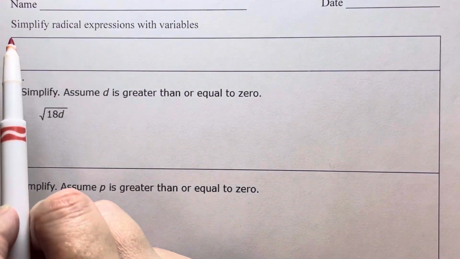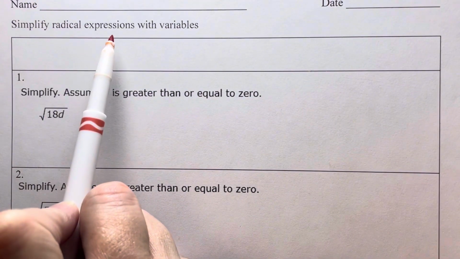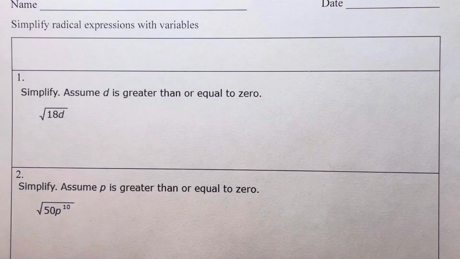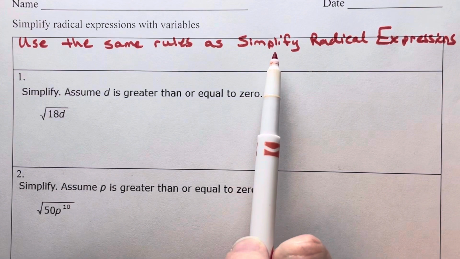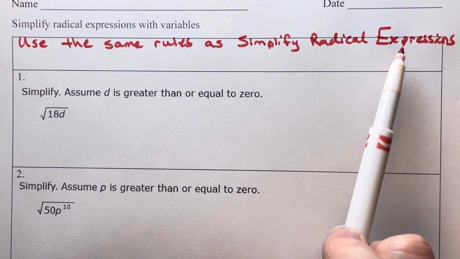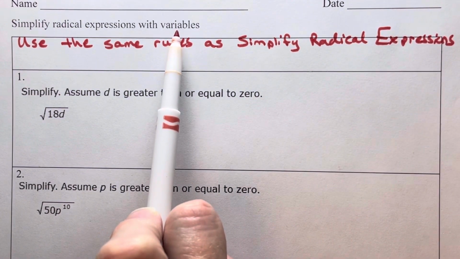In today's math lesson, we're going to simplify radical expressions with variables. In this lesson, you're going to use the same rules to simplify radical expressions, but this time we also have variables.